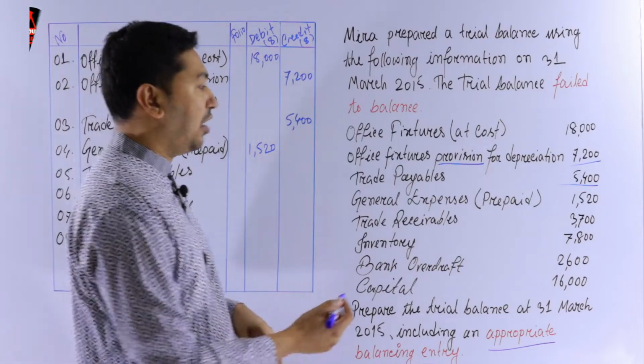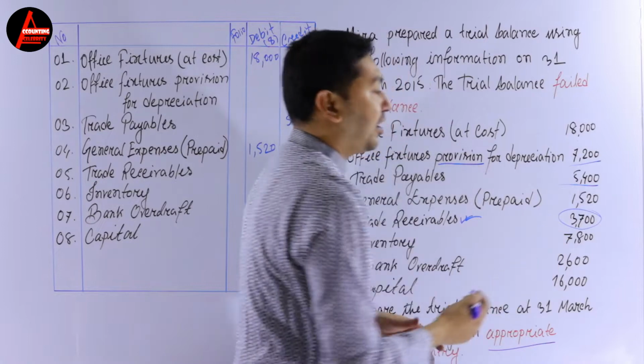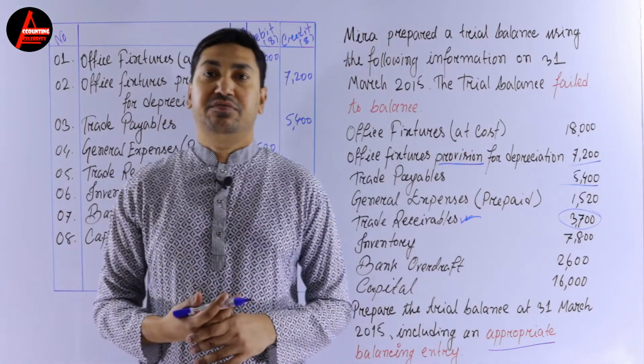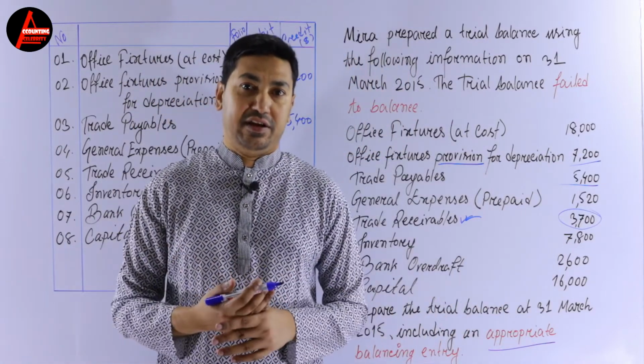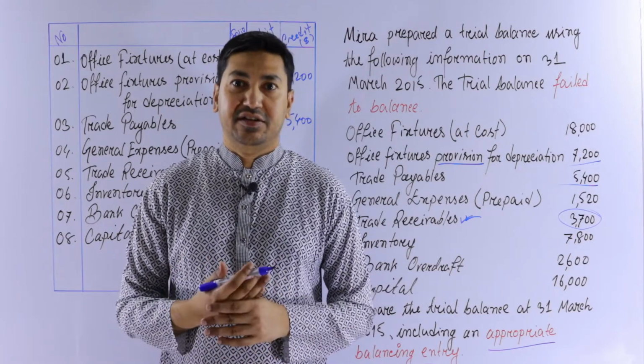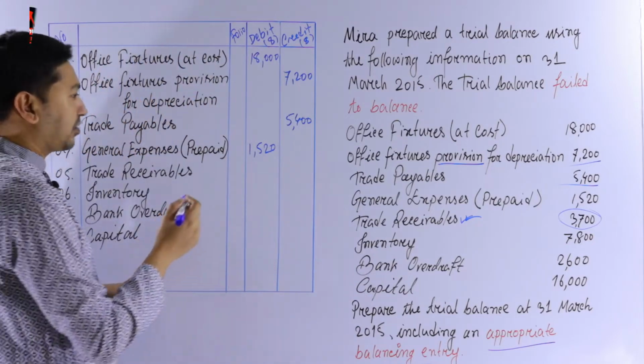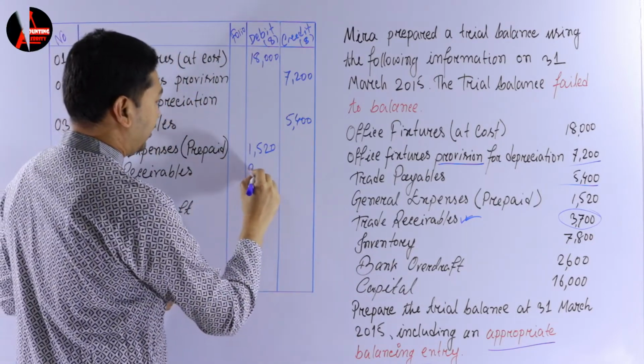Then we have trade receivables. What is it? 3,700. What is trade receivable? If you say it is a current asset, you are correct. So asset comes in the debit side. So write in the debit column 3,700.